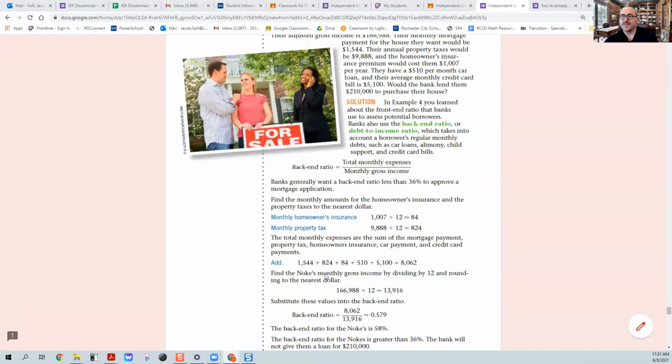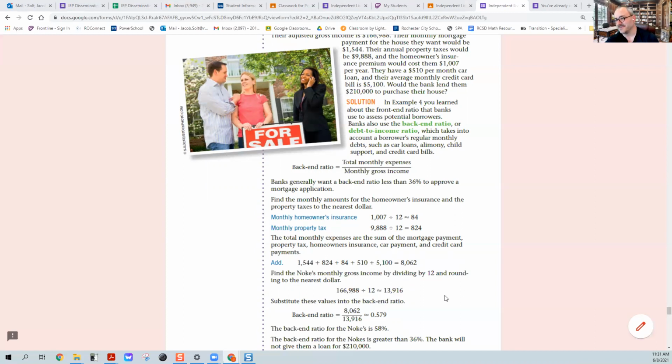To find the NOKs' monthly gross income, we're going to take their gross income for the year and divide by 12, rounding to the nearest dollar. Again, they make $166,988 per year. To find out what that is per month, we divide by 12, because there are 12 months in a year. And we see that their income is pretty decent, right? $13,916 per month.